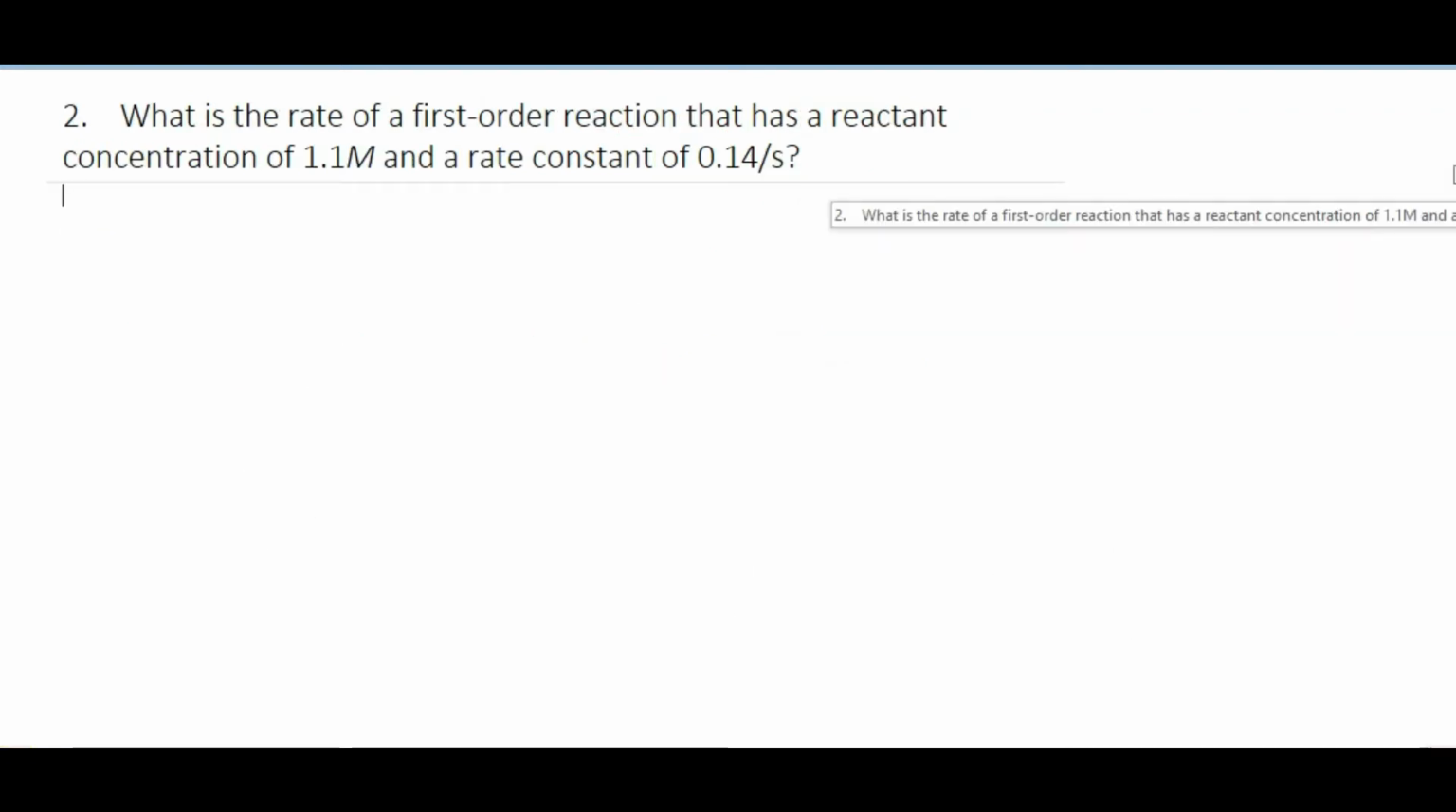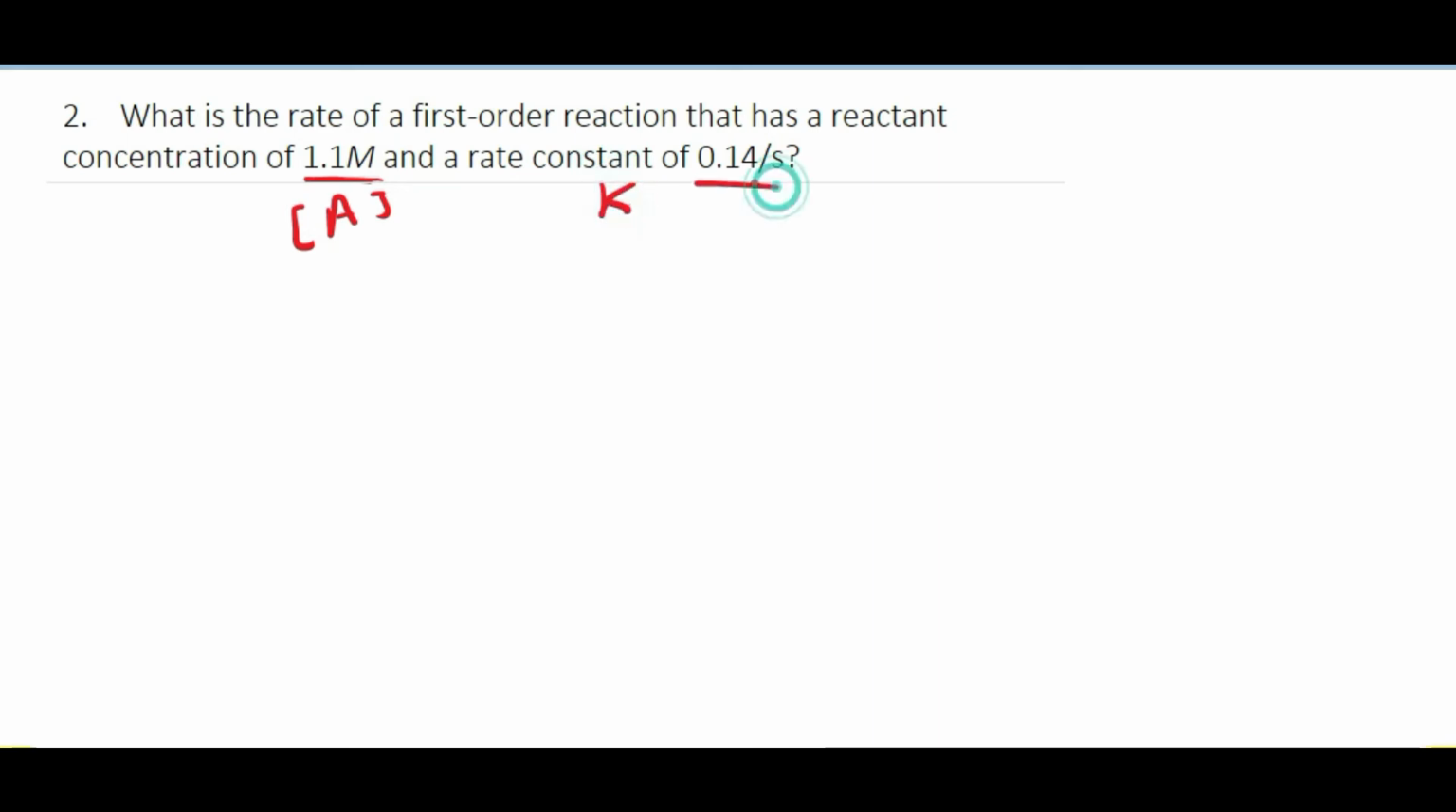What is the rate of the first order reaction? So here also the same idea. You would use the first order rate equation here to calculate the rate of reaction. The second problem: what is the rate of the first order reaction that has the reactant concentration A 1.1, and the rate constant K equals 0.014 per second. He asked you here about the rate. So the first step, you write the given. The given: A equals 1.1 molarity, and the constant equals 0.14 per second, or second minus 1.